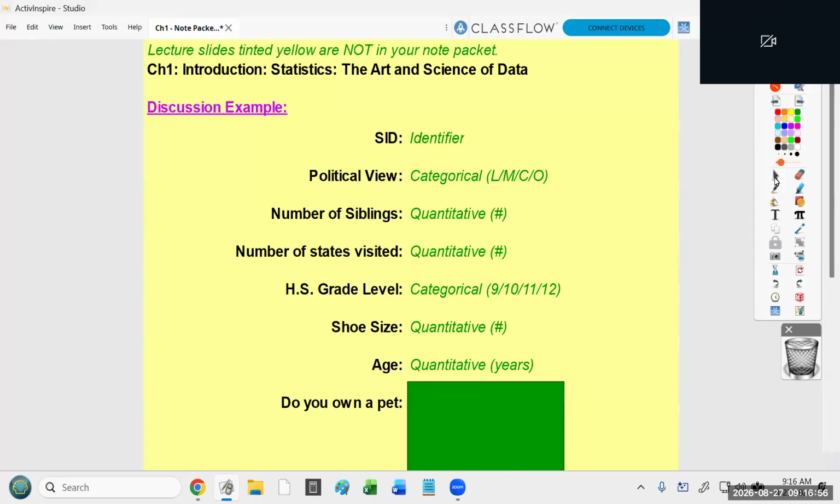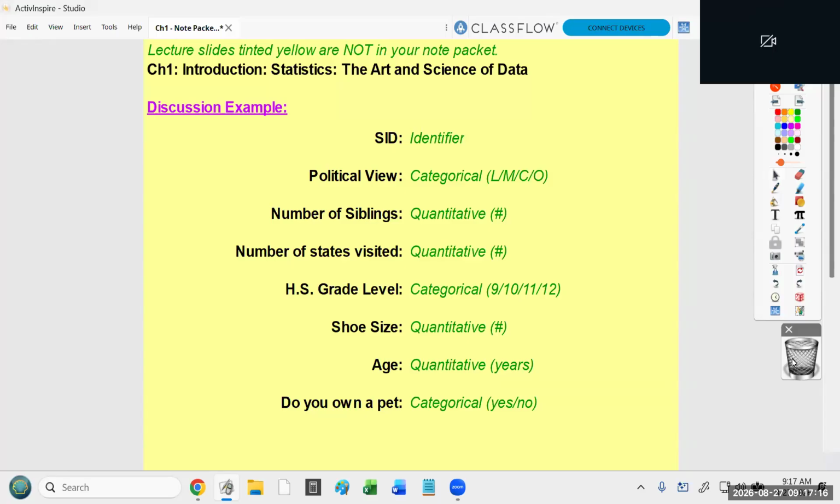If you're encountering a quantitative variable, you should want to know what the unit of measure is. Do you own a pet is another kind of interesting one because the way it's phrased makes it categorical. Do you own a pet? Well, it's yes or no. That's categorical. But if I change the question and I say, how many pets do you own?